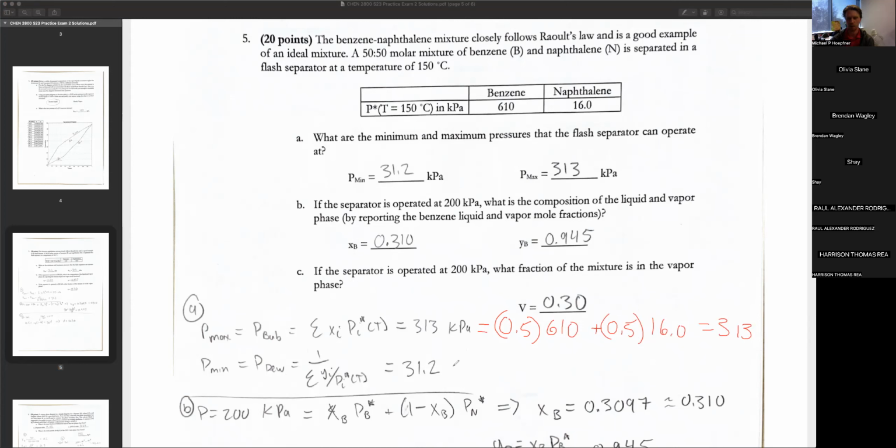Does that answer your question? So I'm using both of the vapor pressures, and I'm just using quick notation here to show that I'm summing this up for every component in the system. I think it does answer it; I think I just did the math wrong. Same thing for this one, but it's 0.5 divided by 610 plus 0.5 divided by 16.0. I think I was just getting confused by the 16.0. Yeah, I get it now. That makes sense. Thank you.